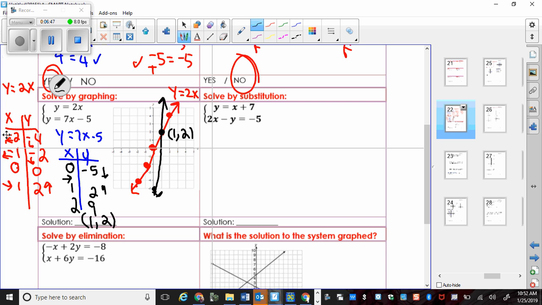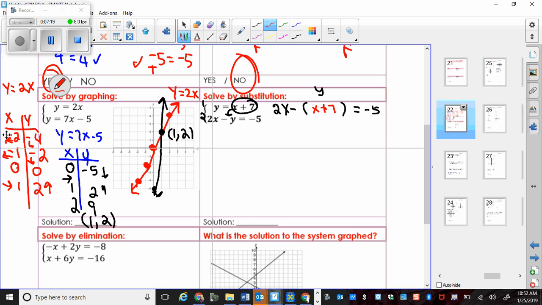Next, we're going to solve by substitution. The first step in doing this is labeling the equations, number 1 and number 2. And then we're going to figure out what we're substituting. We're substituting x plus 7 in for y. Okay? So when I rewrite, I have 2x minus parentheses equals -5. Remember, I'm replacing y, so I'm going to write x plus 7 in here.